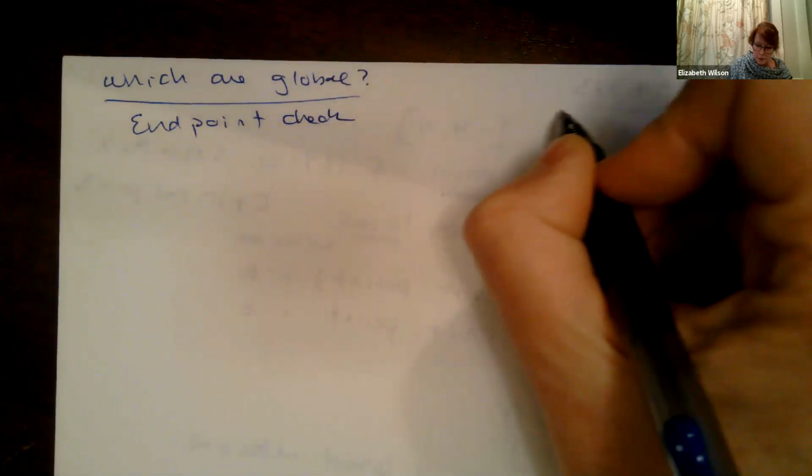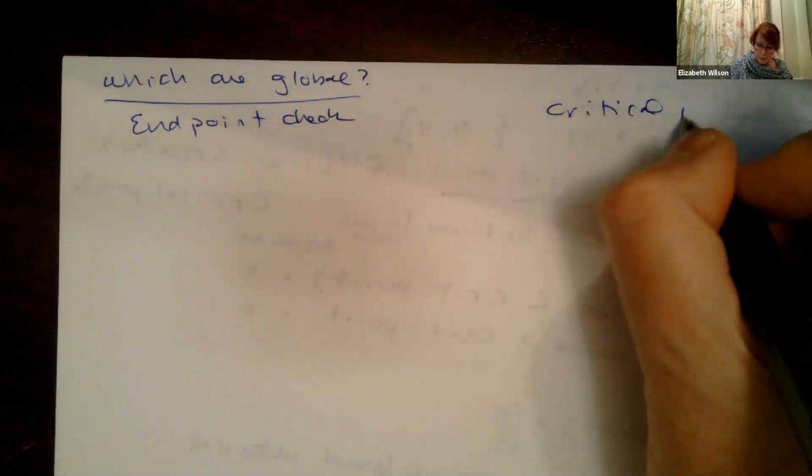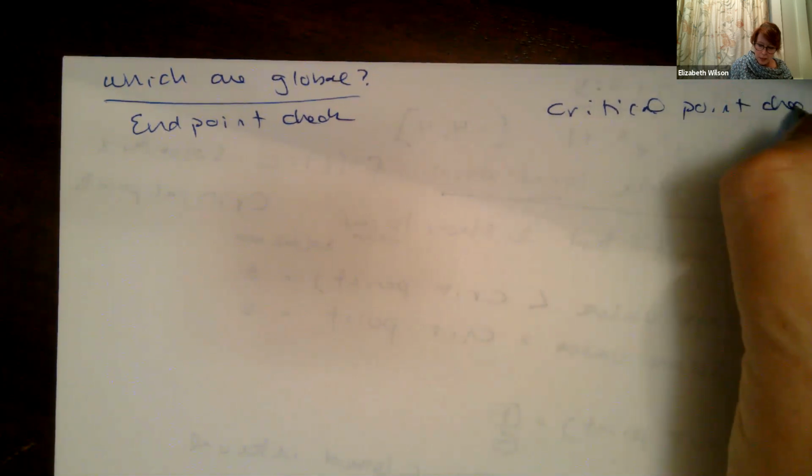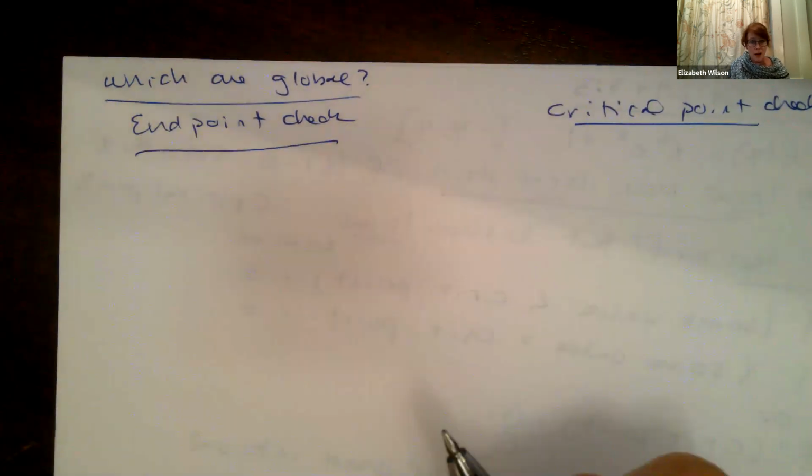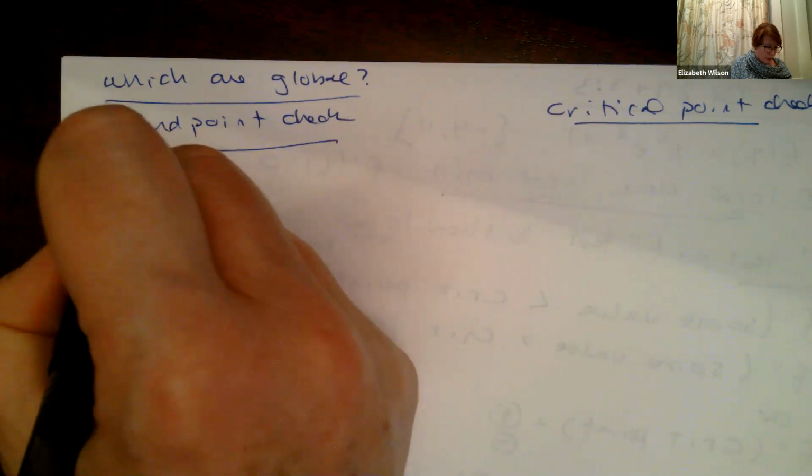So which are global? All right. So I had to do the endpoint check, and I have to do the critical point check. And I'm checking them on the function now. So on my function, I plug it in.